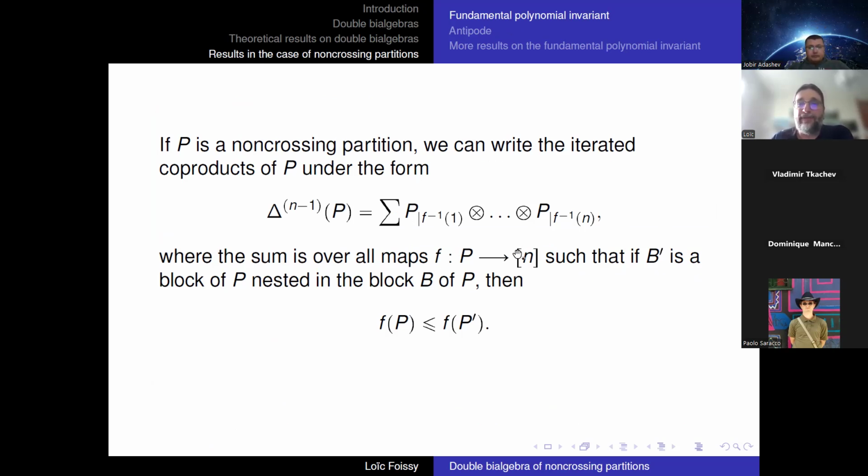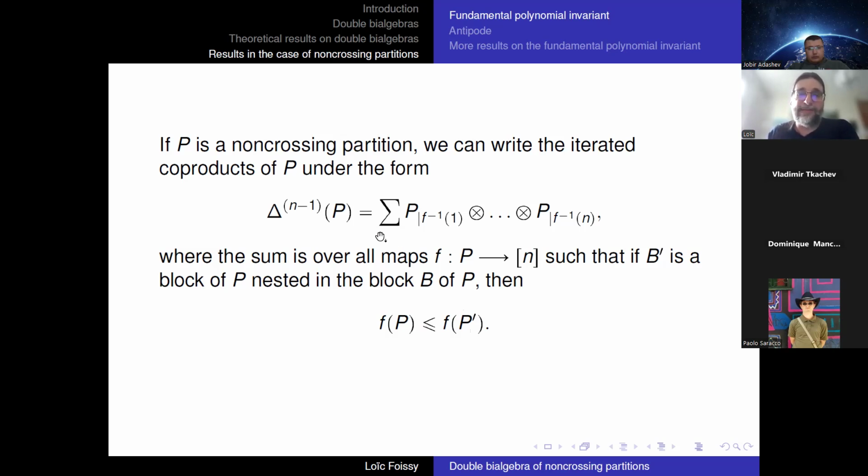For each block, I give an index, which gives you its place in this tensor. And if you have a nesting, if B prime is nested into B, well, if B is on a part, B prime should be more on the right. And so this should be B and B prime, not P and P prime. I will correct this later. So this is the coproduct.